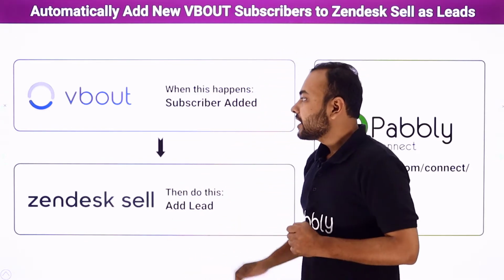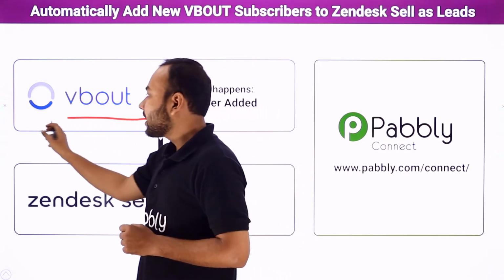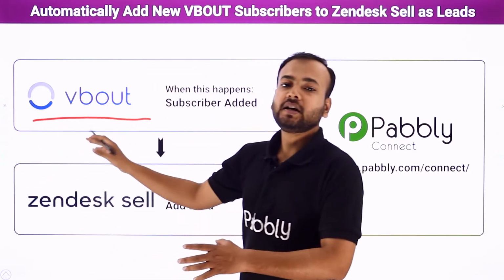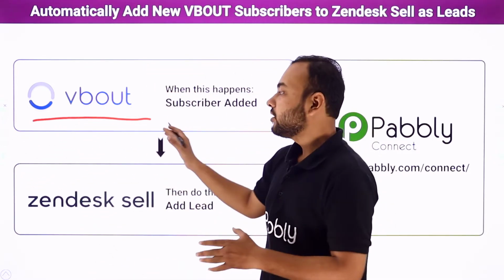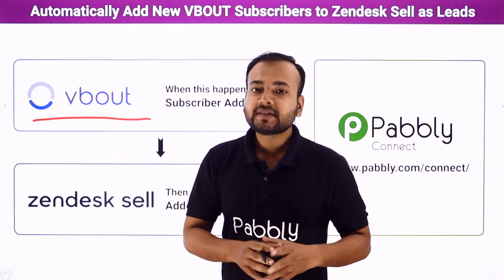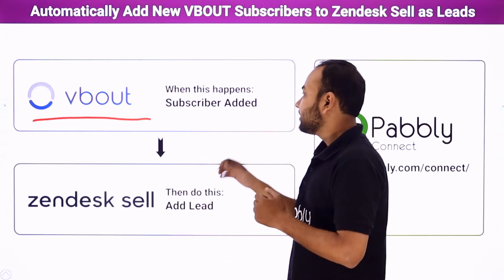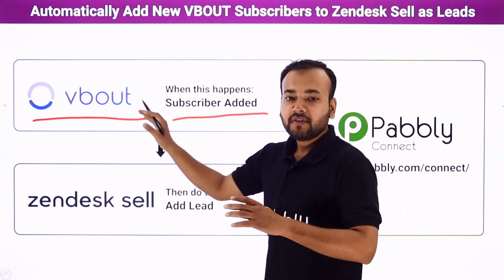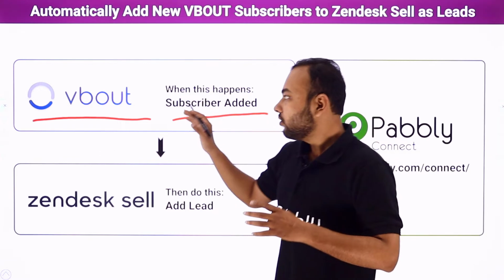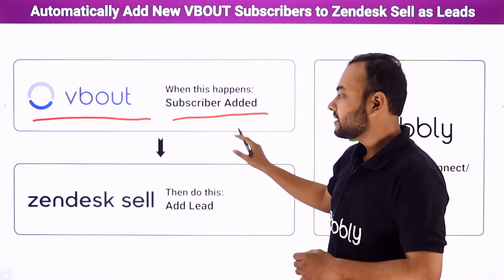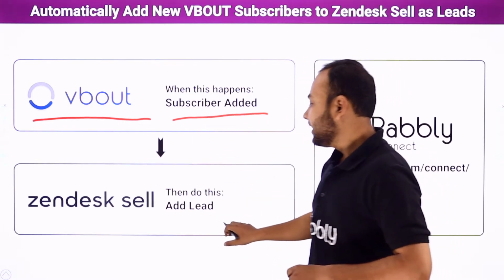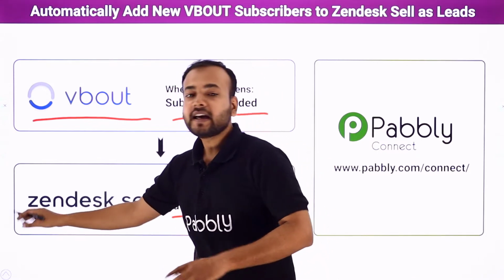Suppose that you are using the VBOUT application to run marketing campaigns. So guys, VBOUT is a marketing tool where you can run communication campaigns such as email marketing, right? So you are adding your leads here as subscribers in the VBOUT application, and you want the same person you have added here as a subscriber to be added as a lead here in the Zendesk Sell CRM application.